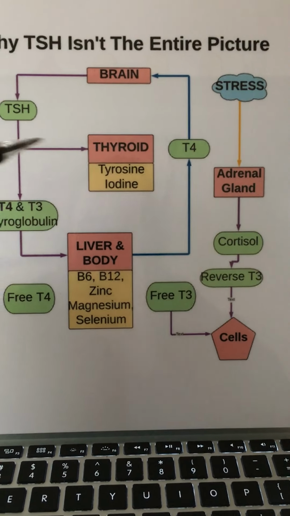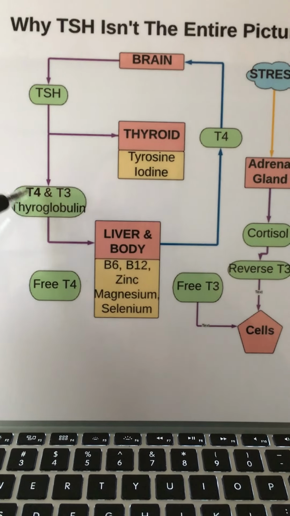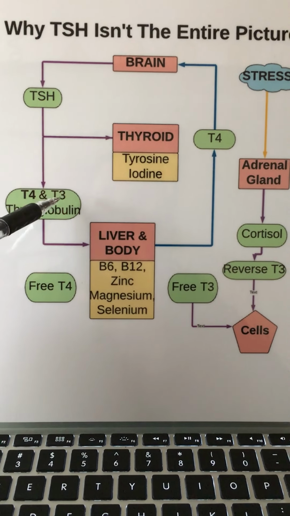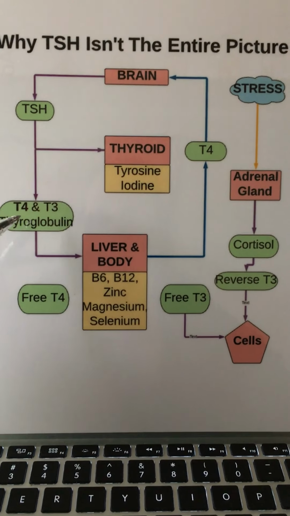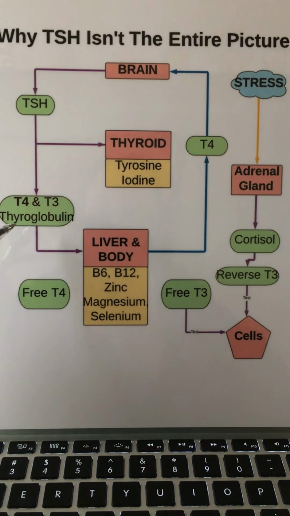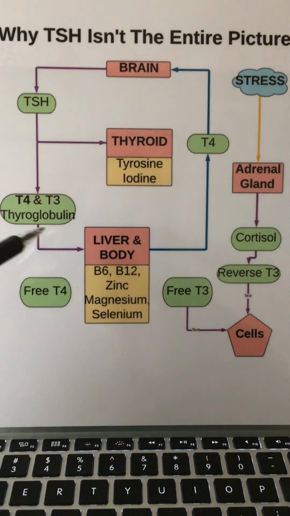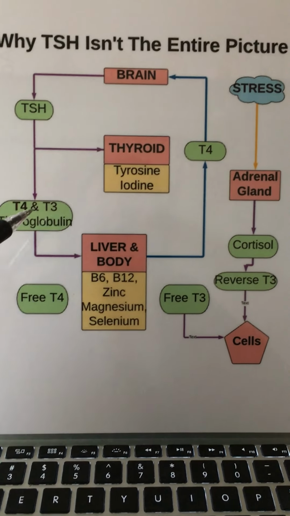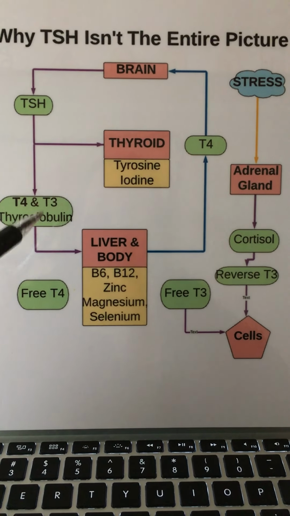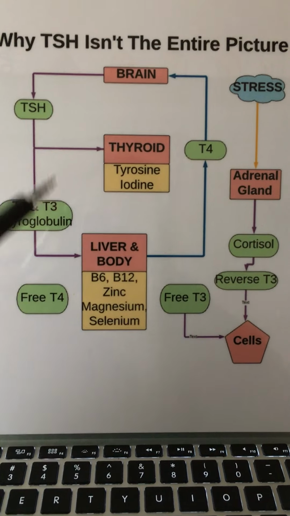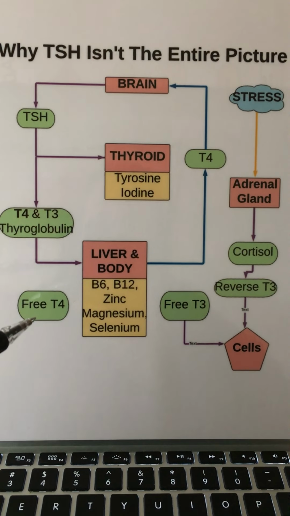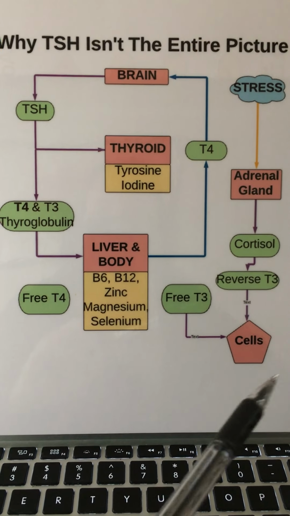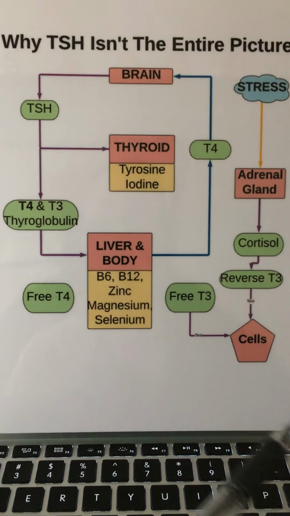And in the thyroid, it's mainly T4 that's made and a little bit of T3. T3 is our active hormone. And then T4 and T3 can be bound to a protein here called thyroglobulin. And some of it is actually free, so it just isn't bound to this protein, and it goes out into the blood and is free to go into cells to be used. See here, free T4, free T3.